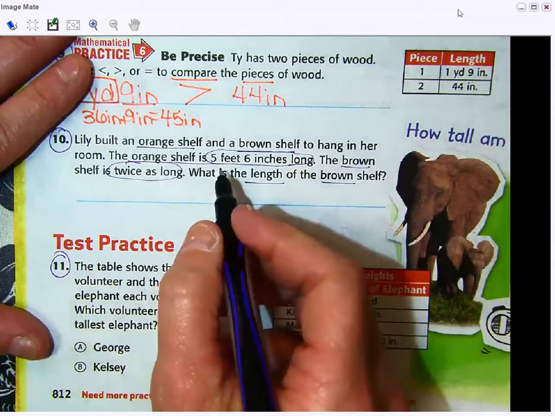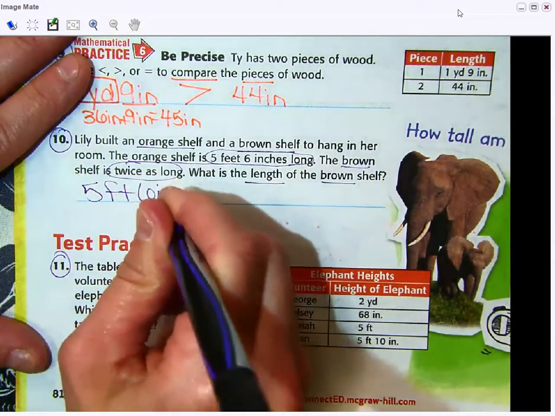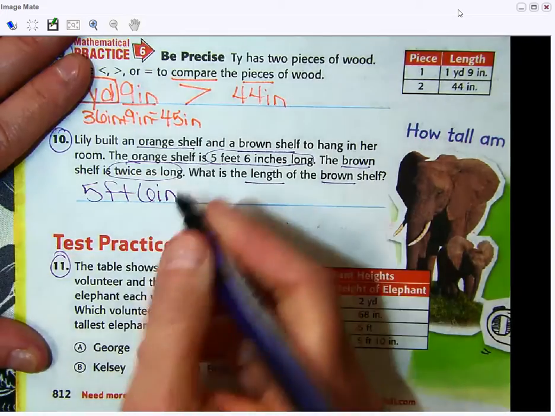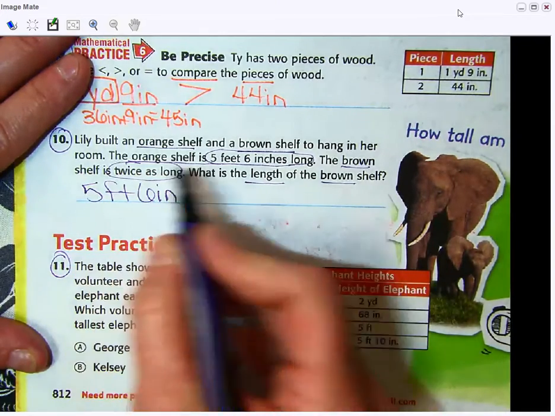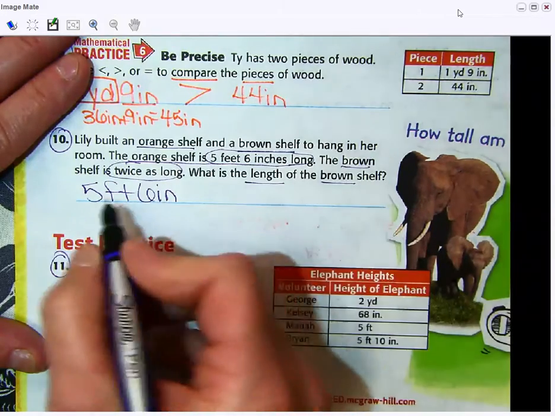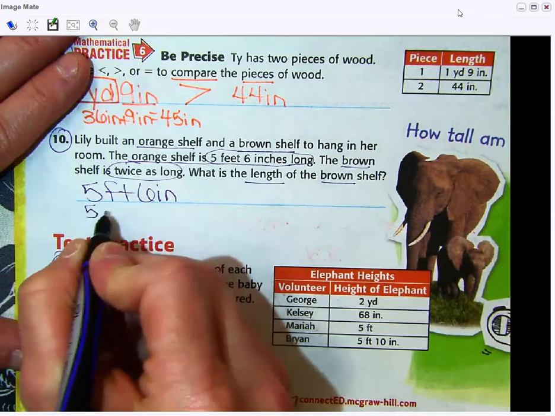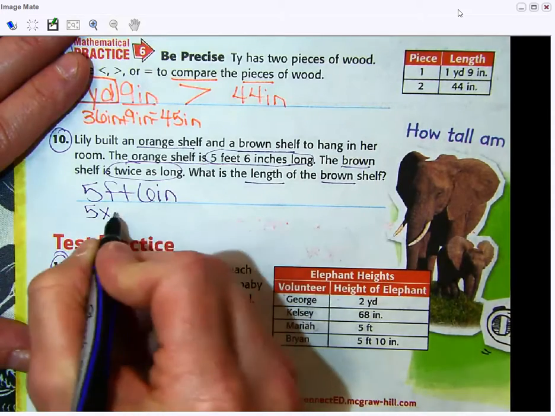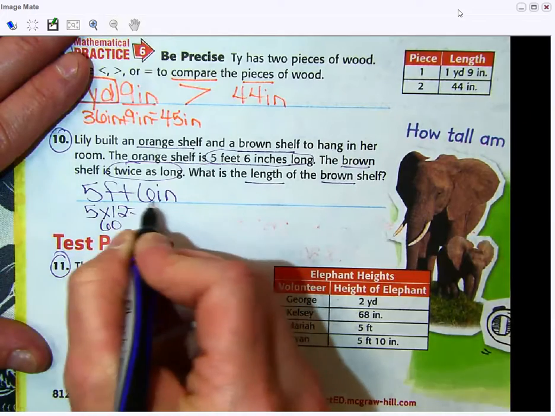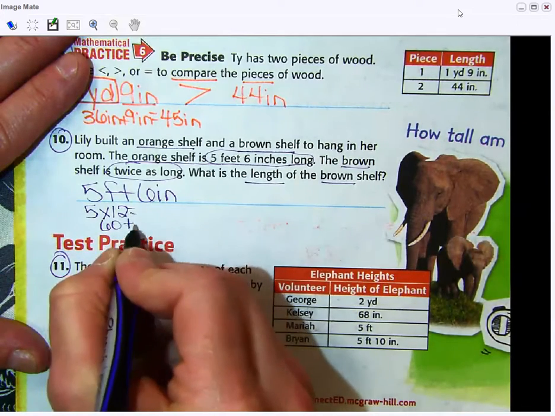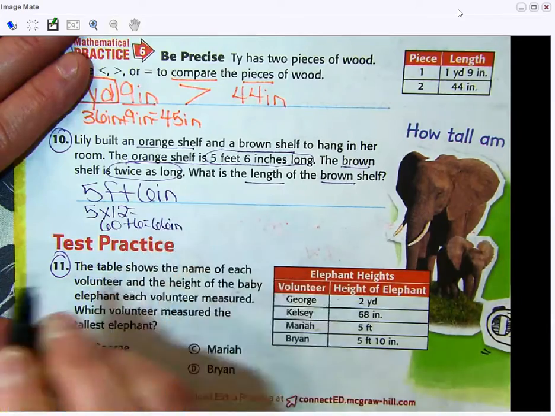So we can use 5 feet and 6 inches. And we can solve this a couple different ways. We could go ahead and convert the feet into inches and then double it to get the brown shelf. So we'll do that first. So we know that there are 12 inches in 1 foot. So that would equal a total of 60 inches, but we already have the 6 inches as well. So 60 plus 6 is going to give us a total of 66 inches, and that's just for the orange shelf.